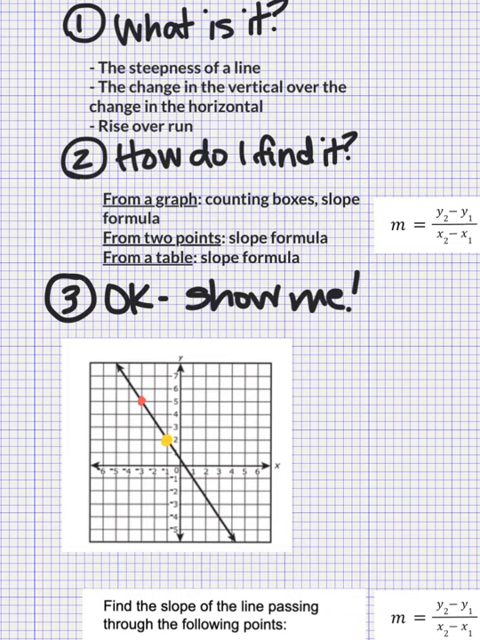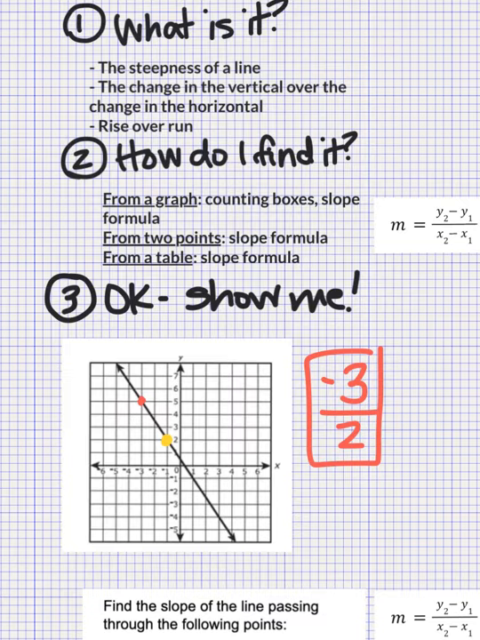First, I'm just going to count the boxes. I said from a graph, I can count what's happening in the y's and put it over what's happening in the x's. So let's see. From this point, it goes down 1, 2, 3 boxes. So I'm going to write that as -3 over. Then I need to know how many boxes it goes over. I was right here, so it went over 1, 2, 2. So my slope for this line is -3 over -2.